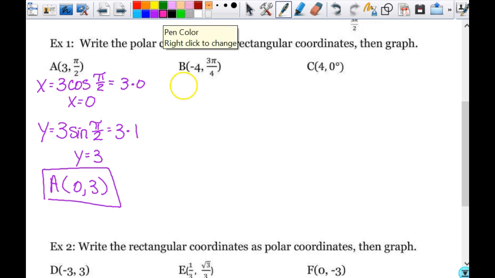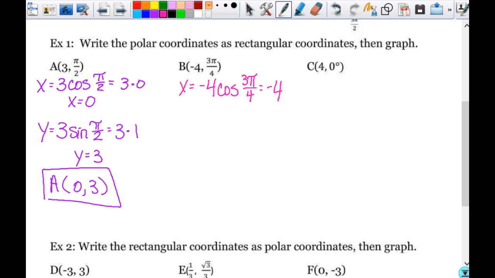All right, so here, x equals -4 cosine theta, so -4 times the cosine of 3 pi fourths. My reference angle for 3 pi fourths is pi fourths. What is the cosine of pi fourths? Square root of 2 over 2. 3 pi fourths is in which quadrant? Second. So is it going to be positive or negative? Negative. So this is -4 times negative square root of 2 over 2. So x is equal to positive 2 square root of 2.